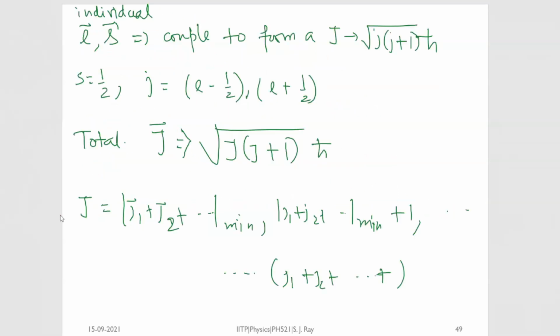Let us see how the coupling works. Here the individual small l and small s couple to form a j, which has a magnitude of square root of j times j plus 1 times h bar, and remember, j is the quantum number here.